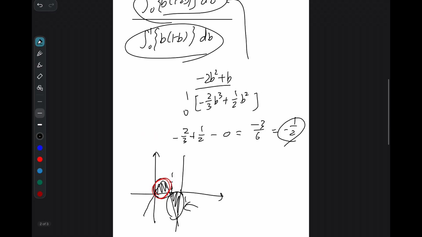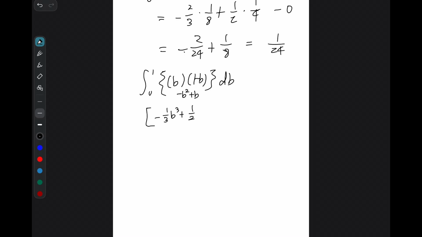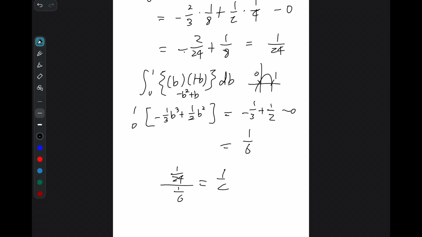Now we need to just find what should go on the bottom. I'll write this again: b times 1 minus b. This is minus b squared plus b, from 0 to 1. This is just 0 to 1 because the graph just looks like this. This is equal to, therefore, minus 1 over 3 plus 1 over 2 minus 0. So 1 over 6. So therefore, the answer is 1 over 24 over 1 over 6, so 1 over 4.